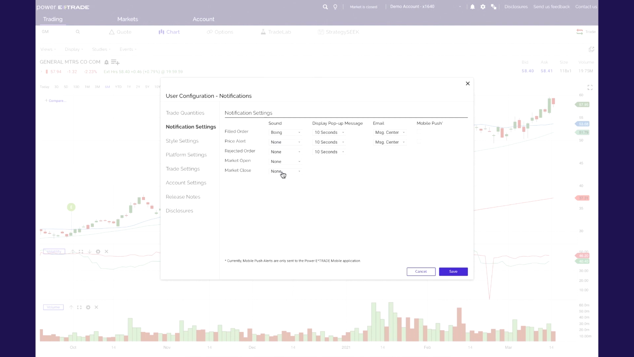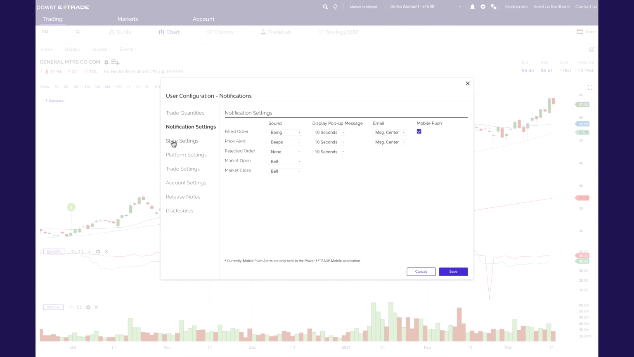For example, I've got the boing sound here if I wanted. For the price alert, I can do a beep. For the market open, I think it probably makes sense that you would come in here and you would do a bell. And then, of course, I like the same for the close as well. And then from that, when I have a filled order or a price alert, then I can have the email message center, or I can have the mobile push as well. So just a couple of other settings here.